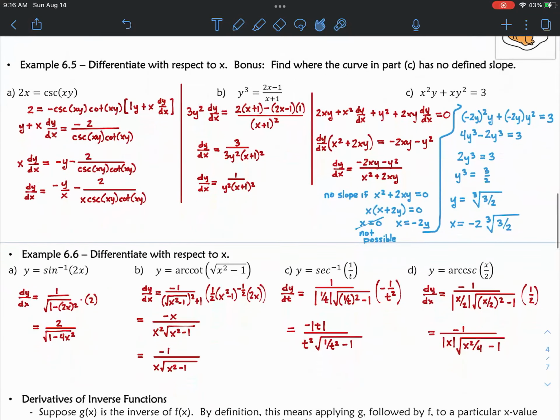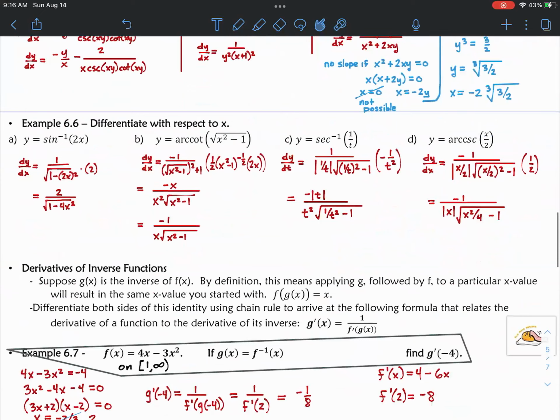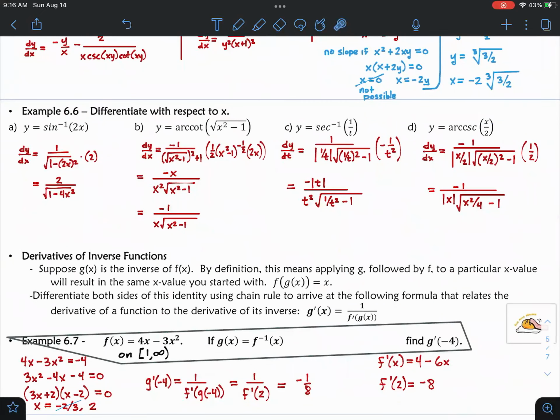All right, example set 6.6 has us practicing inverse trig derivatives. These rules we should have memorized. They're not the most common ones to show up, but they do show up from time to time. Each of these also seems to involve chain rule.